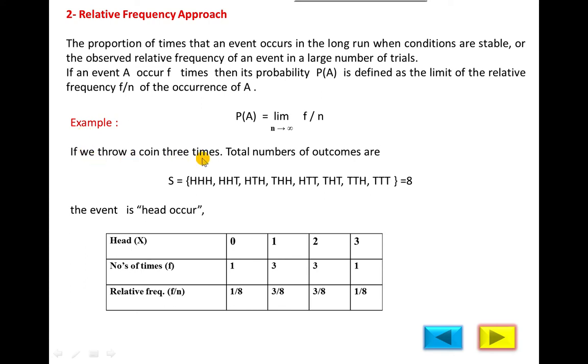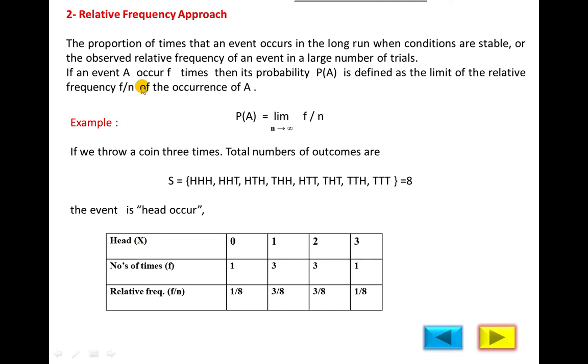So if you throw a coin 3 times, you have solved this example in the previous video. If you throw a coin 3 times, total number of outcomes are 8. The event is head occurs. What are the possible values of occurrence of head? Maybe 0 heads, maybe 1 head in 3, maybe 2 heads in 3 outcomes, and 3 heads 1 time. So 0 head 1 time, 1 head 3 times, 2 heads 3 times, and 3 heads 1 time. So possible values of head are represented by x, because this is the changeable variable.